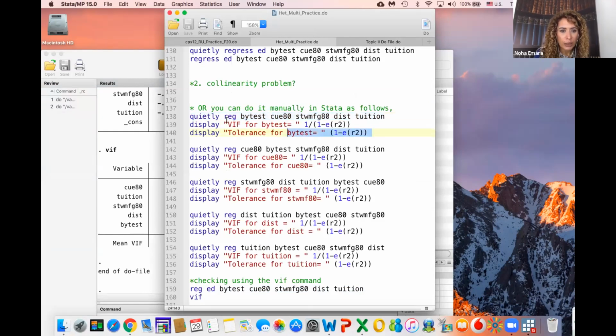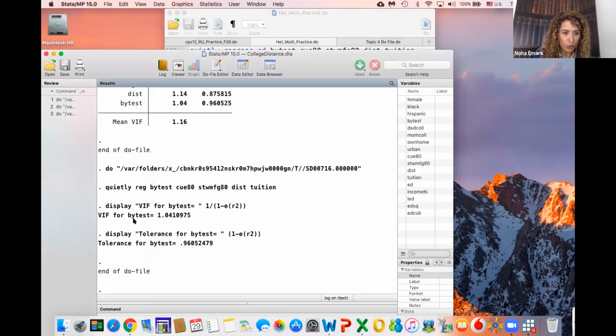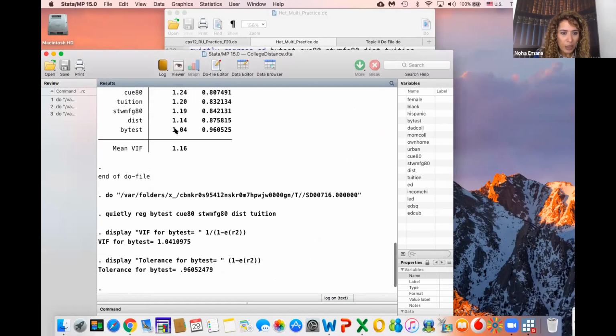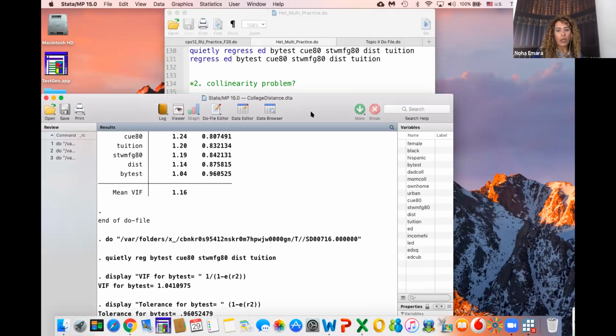So what we do here is, of course, you don't have to type quietly. Quietly means that I actually don't want to see the output of the regression. I don't care about the output now. I'm just telling Stata don't compute it. So when you do that, you're getting the same numbers, right? So I did the regress, and as you can see, I don't see the output because I wrote quietly. So the by test is 1.04, and this is what I was getting here. And then the tolerance test is the same here. So you can either do it manually or using the VIF command. Any question?